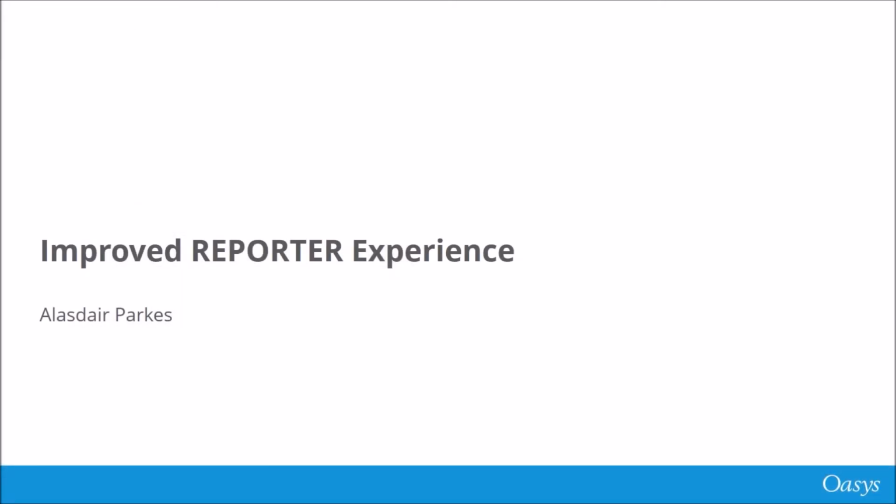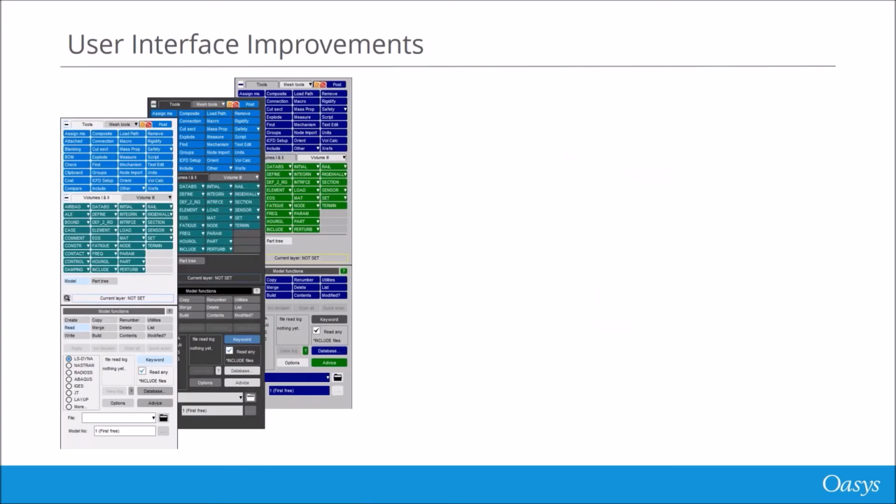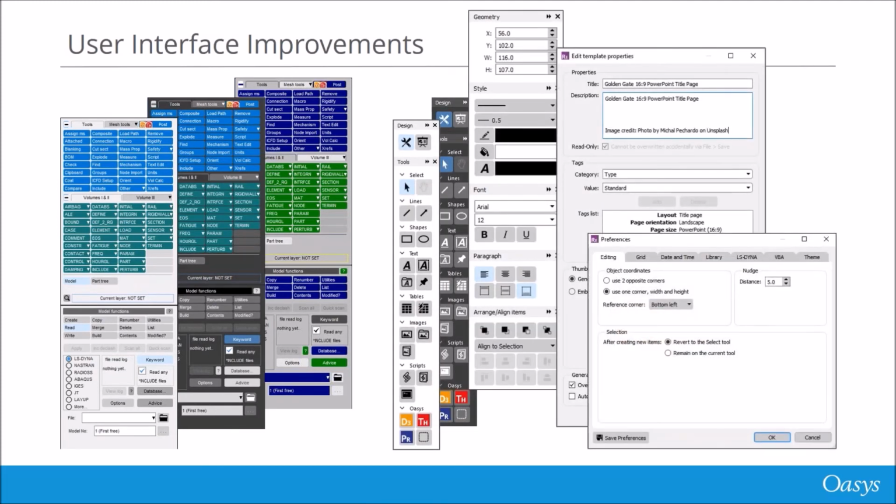A big part of accelerating your workflow is automation, and we're seeing more and more of our users turn to Reporter for automating tasks. In the previous webinar, I introduced the new integrated Reporter workflow, which allows you to capture results directly from D3plot and THIS into your reports. Gavin also showed you the new user interface that we've added for all of the programs. In this webinar, I'm going to show you the extra steps we've taken in Reporter to make it easier to use and quicker to get started with, so that you can start using Reporter with your team.